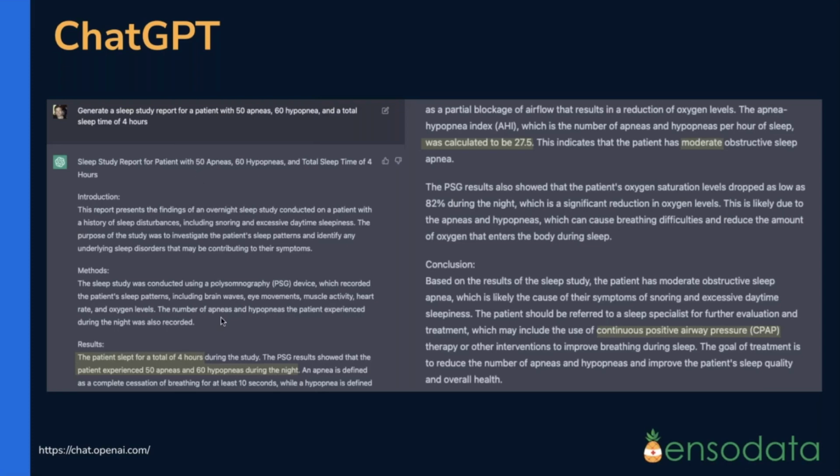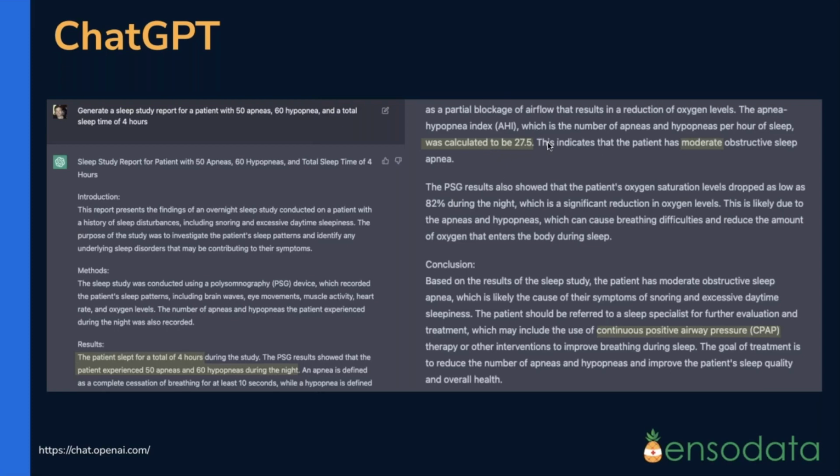But a few things I do want to highlight: it was able to say that the patient slept for 4 hours, had 50 apneas and 60 hypopneas, but not only that, it also knew that it had to calculate the apnea-hypopnea index of the patient, and it did it correctly, in this case, 27.5, right? 50 plus 60 divided by 4, that gives you the correct answer.